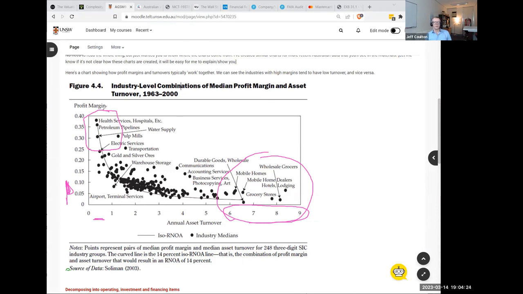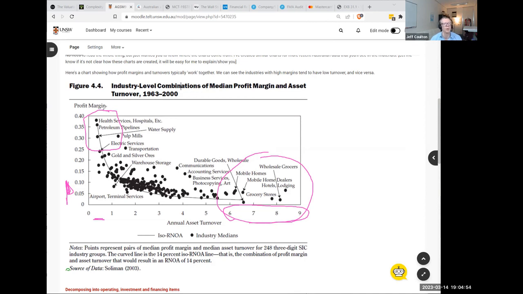Let's think about the top left, where we've got health services, pipelines, water supply, pulp mills, and so on. What would you say characterizes all of those sorts of businesses, other than obviously low turnover and high margins, because we can see that? Non-cyclical? Yeah, kind of non-cyclical. And what else? Large fixed assets. Yeah, large fixed assets.